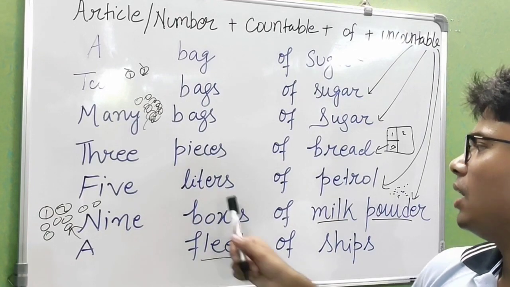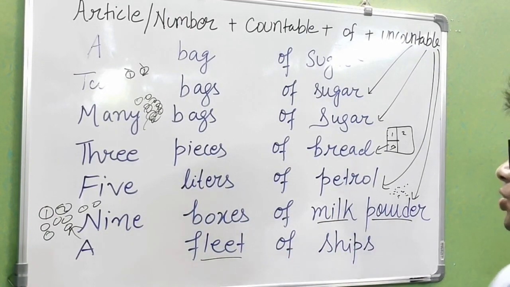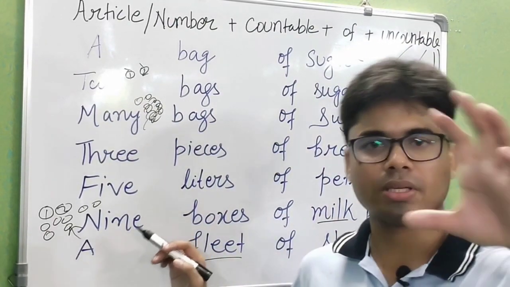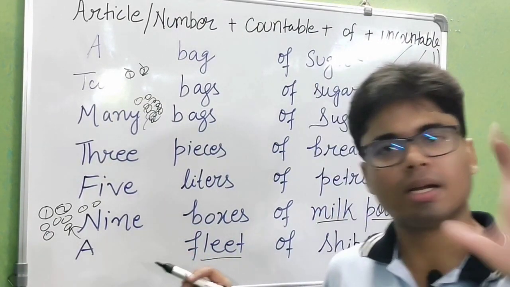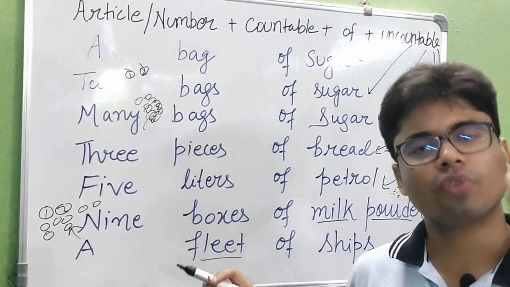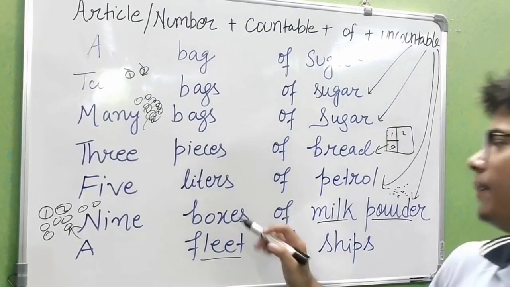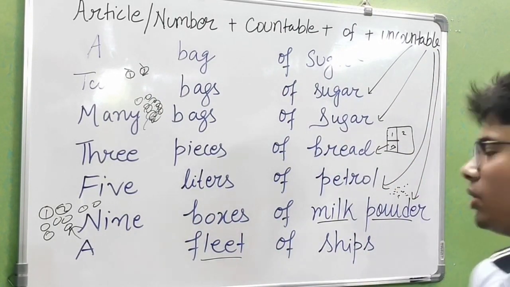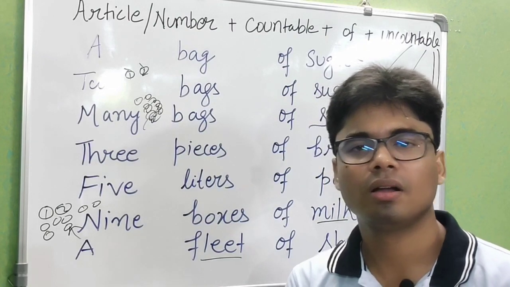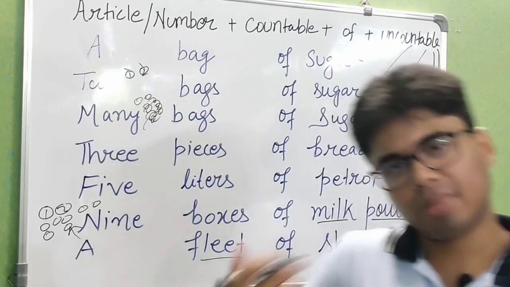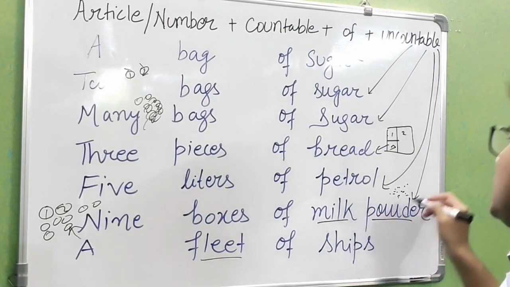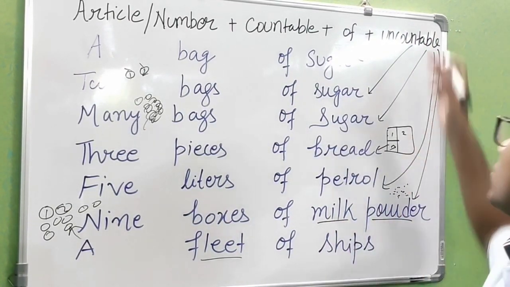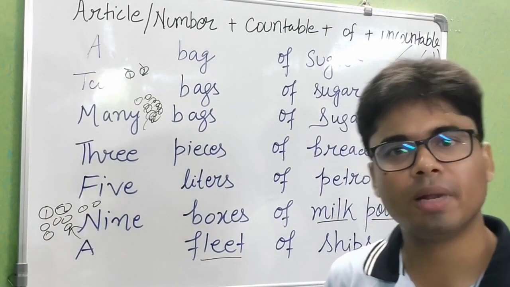Then 9 boxes of milk powder. So here I have written here 9 boxes of milk powder. 9 boxes you need to have, that can be calculated. 9 boxes you can calculate, 1, 2, 3, 4, 5, 6, 7, 8, 9, like this, okay. And then boxes you can easily count, but can you count milk powder, the dust particles that you see? No, it cannot be calculated. Simply this will also go for uncountable nouns, okay. Milk powder is also an uncountable noun, simply, okay.